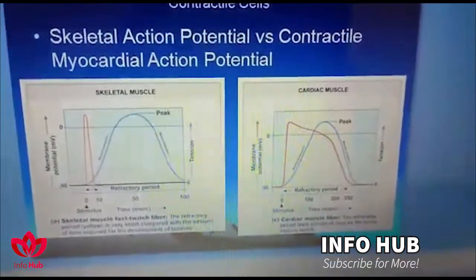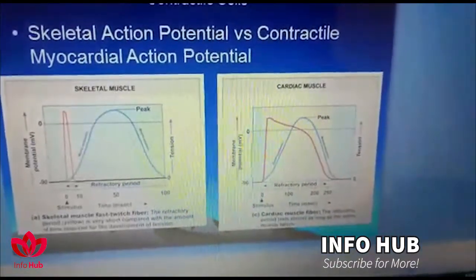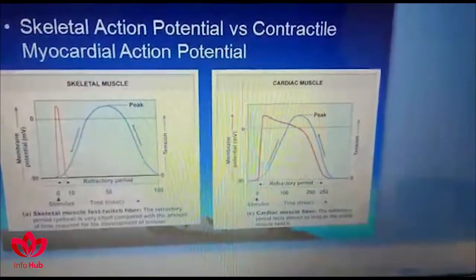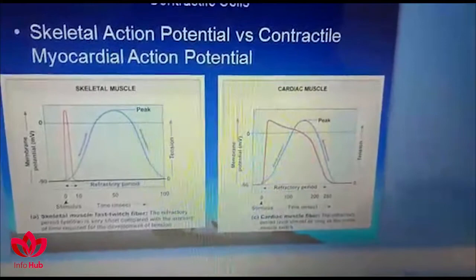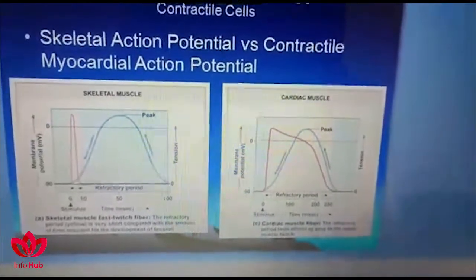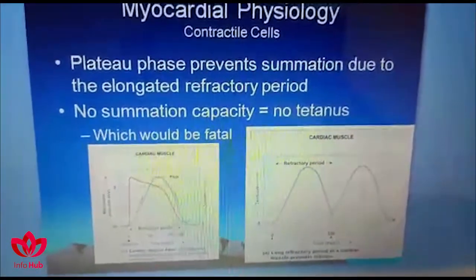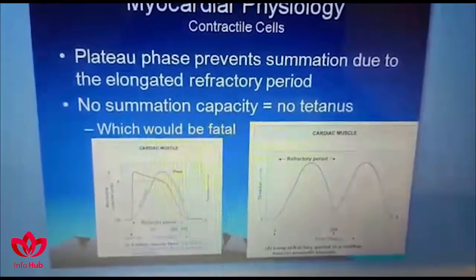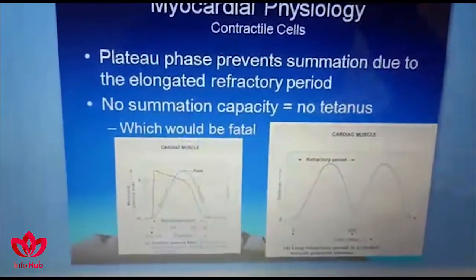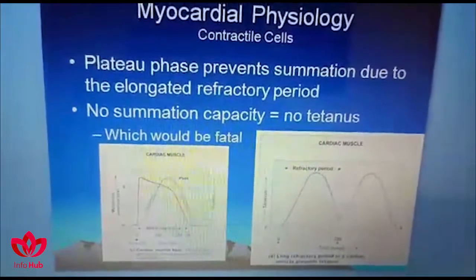Here you can see the refractory period of skeletal muscle is very short, whereas the refractory period for a cardiac muscle fiber is very prolonged. This is because of the presence of plateau in the action potential, and also the cardiac muscles exhibit phases or graded contraction. So this prolonged refractory period prevents summation. There is no summation capacity in cardiac muscles, so it cannot lead to tetanus, which would be fatal. So cardiac muscle action potential is different from that of the skeletal muscles.